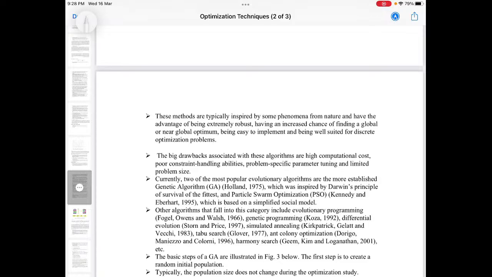So the most popular evolutionary algorithms are the genetic algorithm, GA, and the particle swarm optimization, and both are inspired from nature. One is inspired from the Darwinian principle of survival of the fittest, whereas particle swarm optimization is inspired from the social model. Later we can see that ant colony optimization and bee optimization are also inspired from the same social model, and are examples.